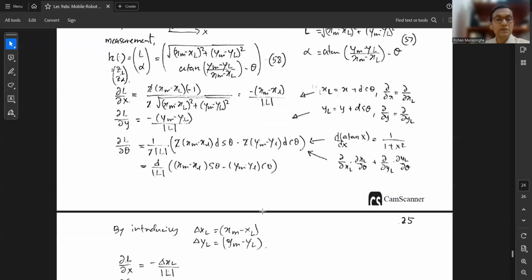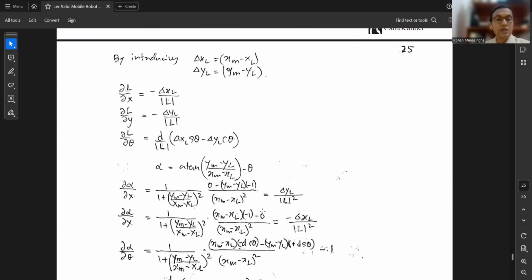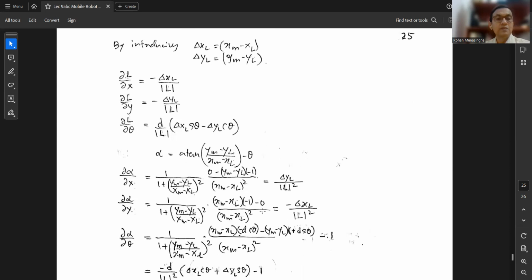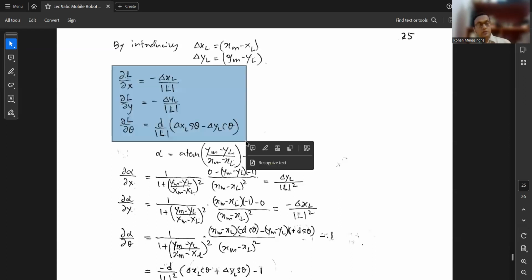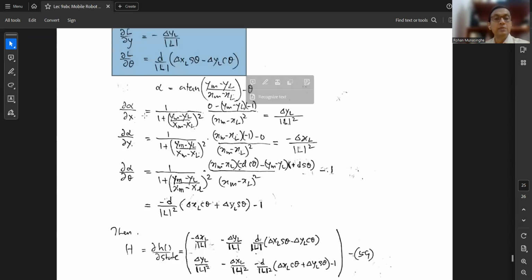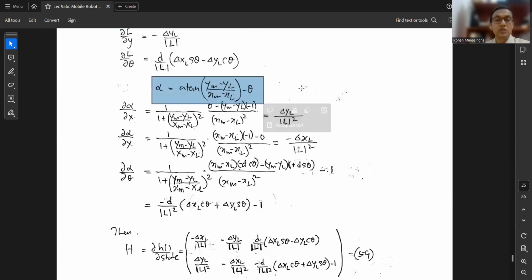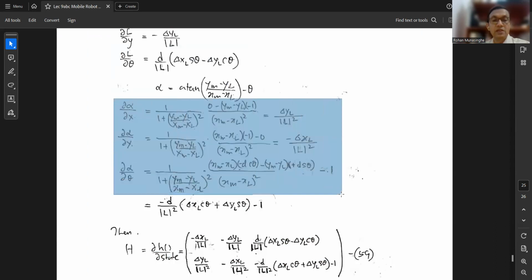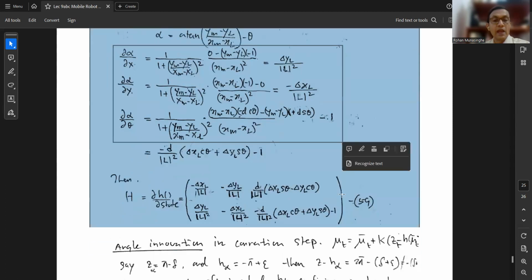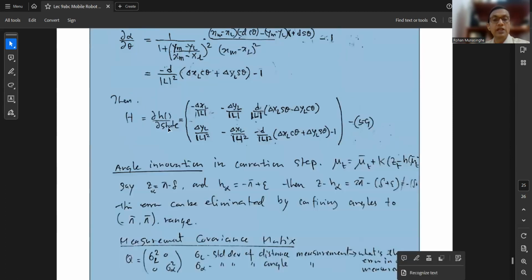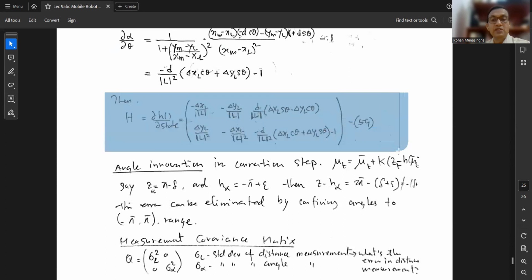So with all of these things, you can write down the partial derivatives like this. This is the partial derivatives of L with respect to x, y, theta. And similarly for alpha, which is arctangent of this expression, when you differentiate with respect to again x, y, and theta, you get these three terms. And when you combine the two together, you get matrix H.